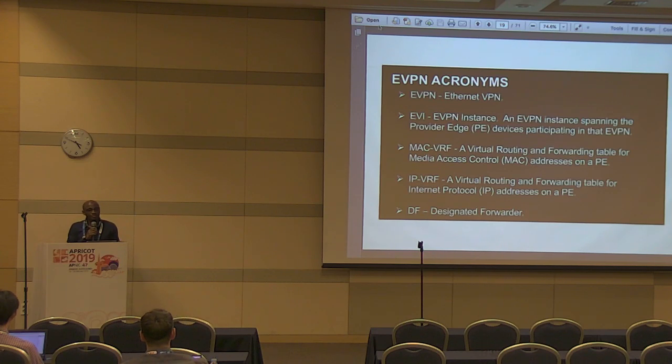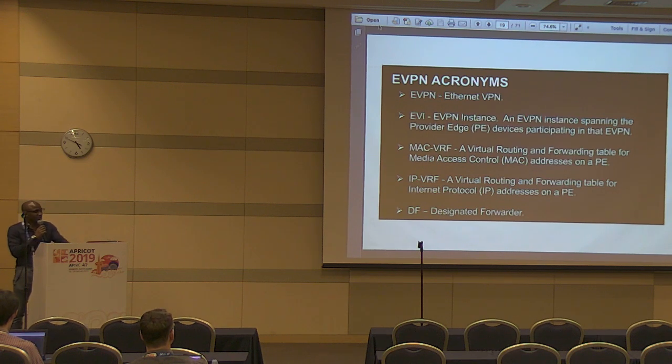Okay. This is where the fun starts. EVPN was designed to overcome most of the shortcomings of native vanilla VXLAN. Again, a lot of acronyms we're going to start with. EVPN essentially is Ethernet VPN. You've got your EVI, which is the EVPN instance.